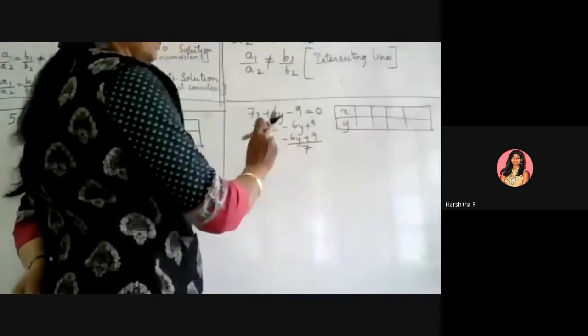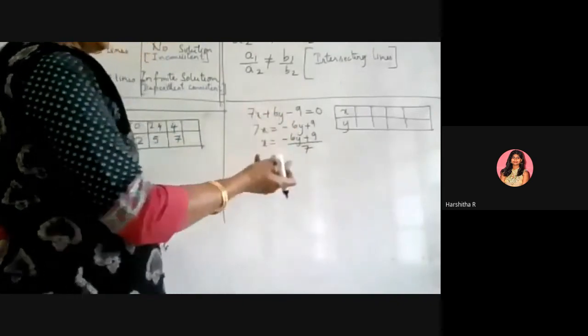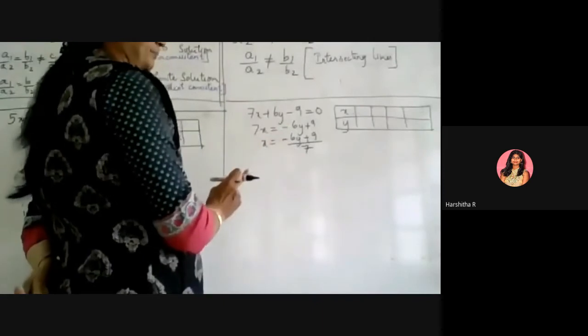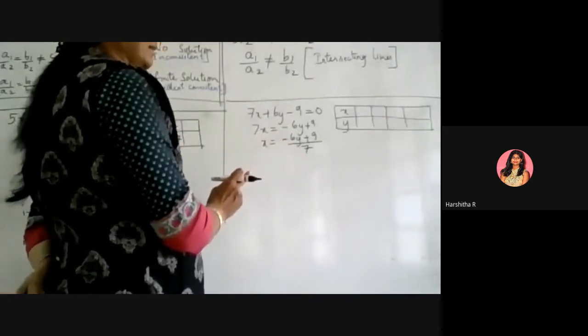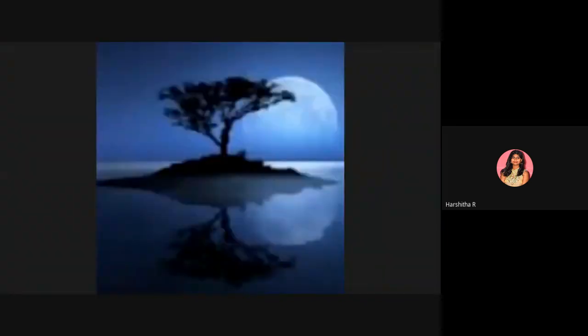Negative 6, positive 3, 3 by 7. 2, negative 12, positive 9. Again, it is a negative 3 by 7. 4, 24 minus 9. Ma'am, negative 2. Again, no.